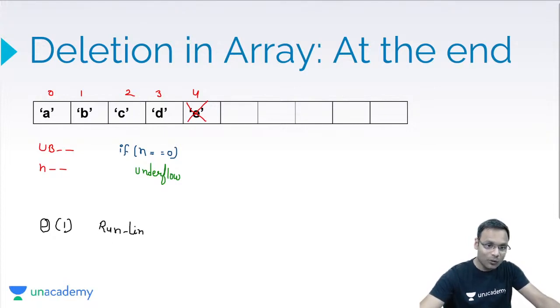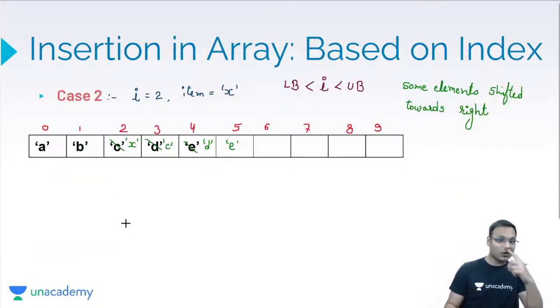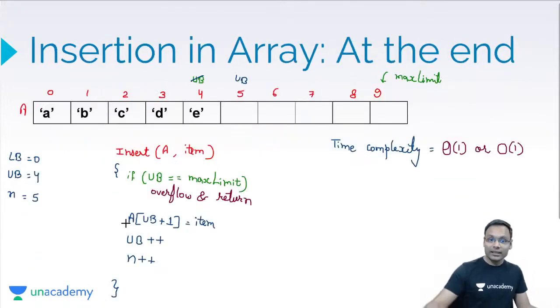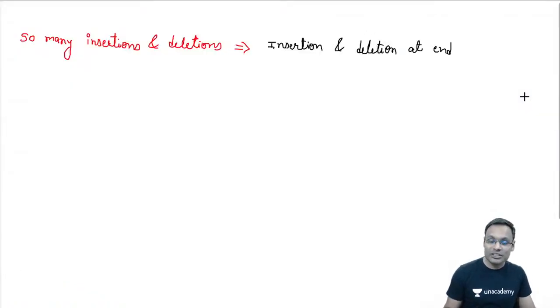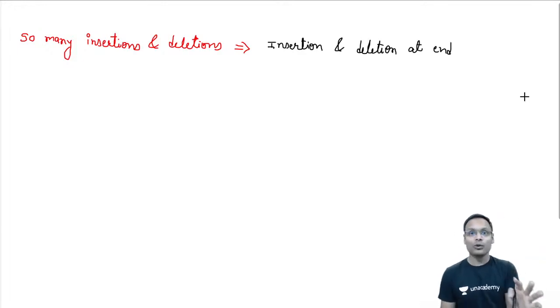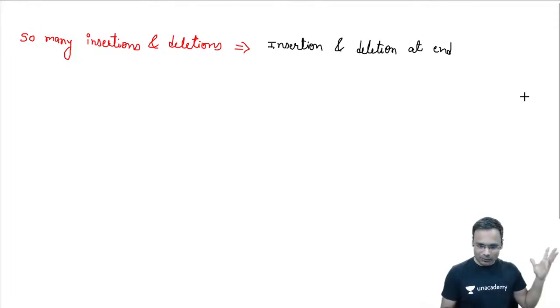Runtime complexity is how much? Constant. Here also you can see deletion at the end, runtime complexity is constant. Here insertion at the end, look at this, runtime complexity is constant. So if you have so many insertions and deletions in your application in the array, then you can prefer, I cannot say you will always have to, you can prefer insertion and deletion at the end so that you can have very less complexity, constant time complexity.